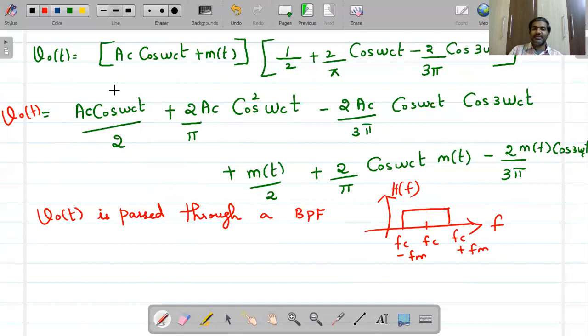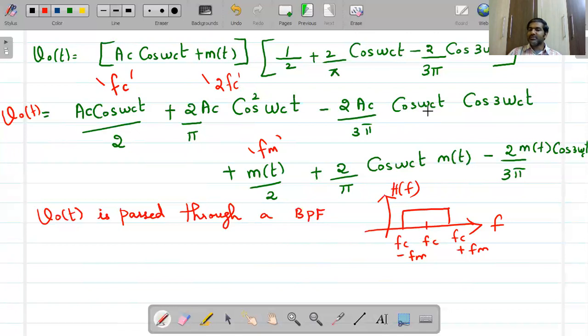What is the frequency present? fc. And m of t, what is the frequency content present? fm. Then 2Ac by pi cos square omega ct. We have solved a similar example in the square law modulator. So cos square omega ct means it is 2fc. I have derived it. How was it 2fc? Refer to it.